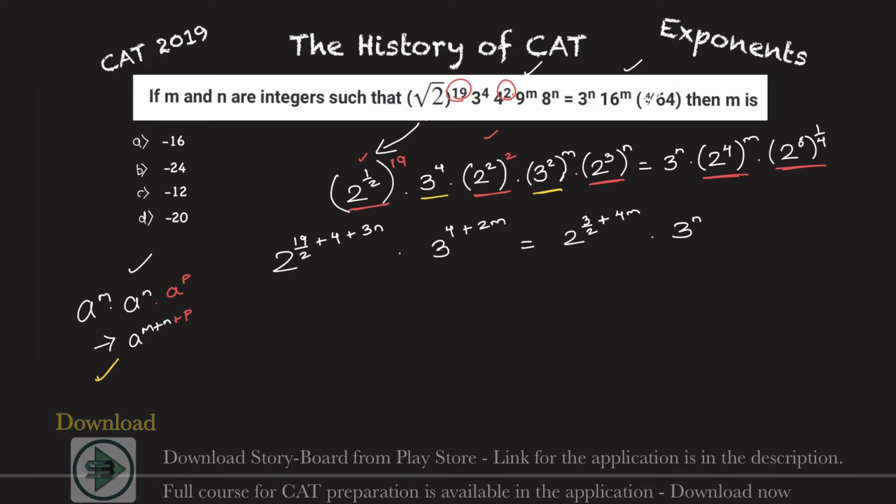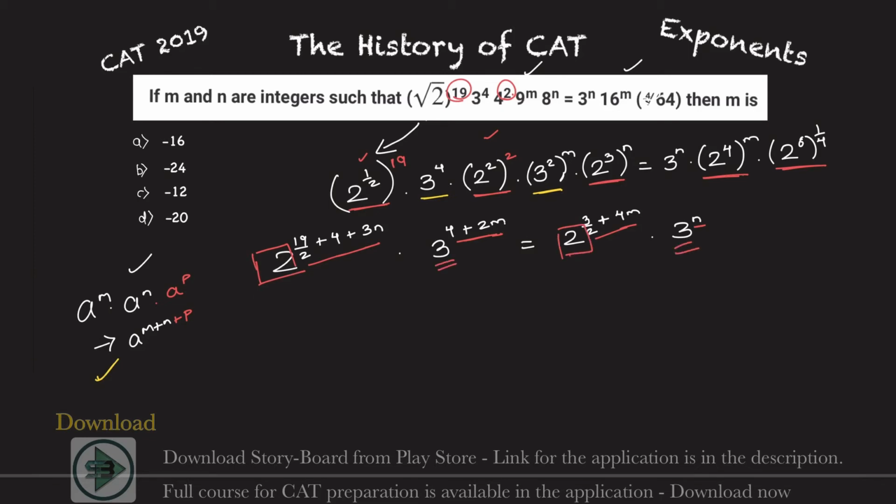Now how should I start with this? How should I compare this? Ideally you can just compare this with this now. This entire thing, 4 plus 2m, will be equal to n, and this entire thing will be equal to this, correct? So that's how simple it is. Now I can just compare. This is a 2, so this is also a 2. This is a 3 and this is also a 3, right?